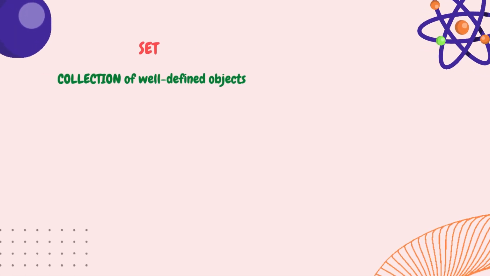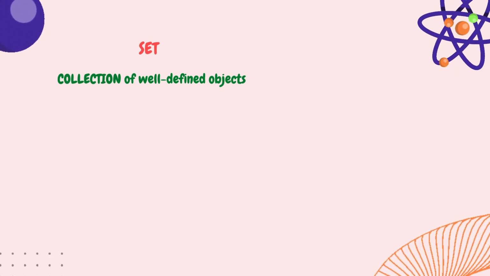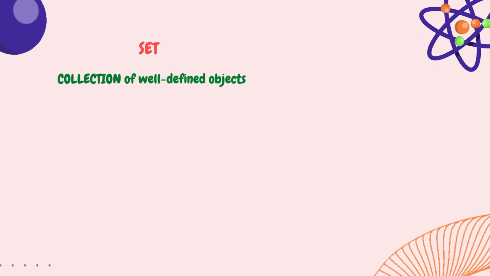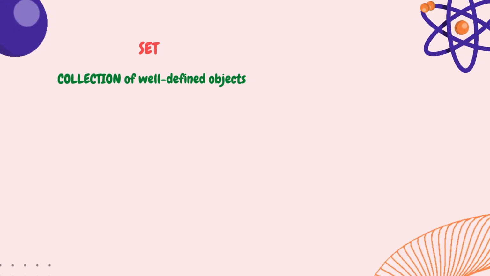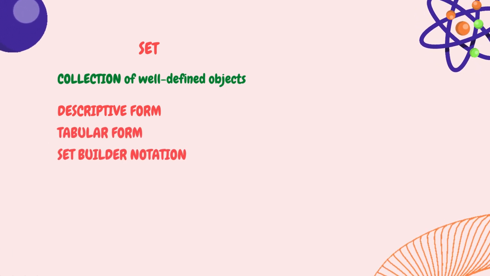To recap, a set is a collection of well-defined objects. Objects in a set are called elements or members of a set. Elements are separated by commas and enclosed in curly brackets. The commonest ways of representing sets are descriptive form, tabular form, and set builder notation.